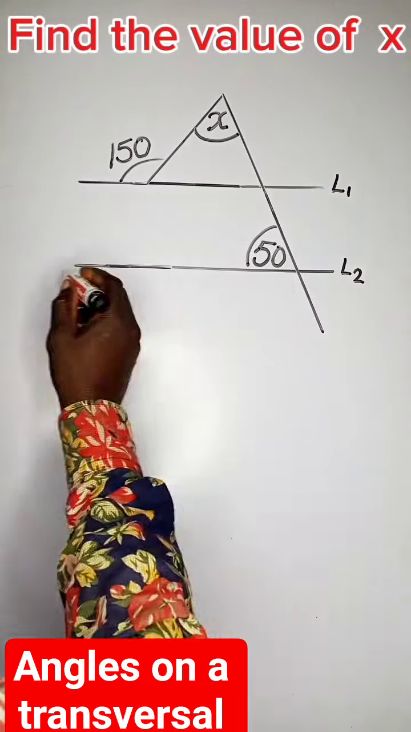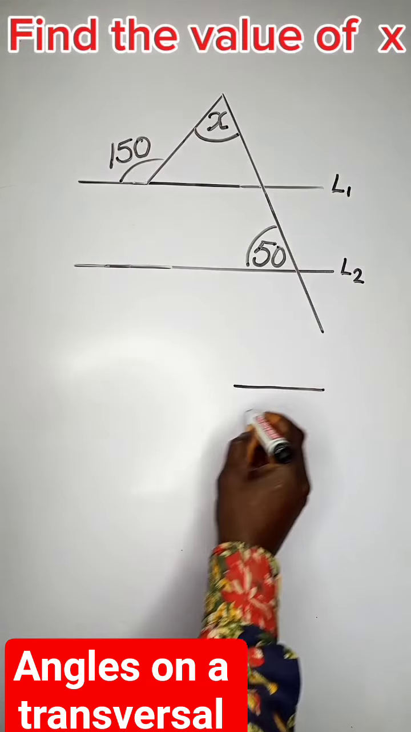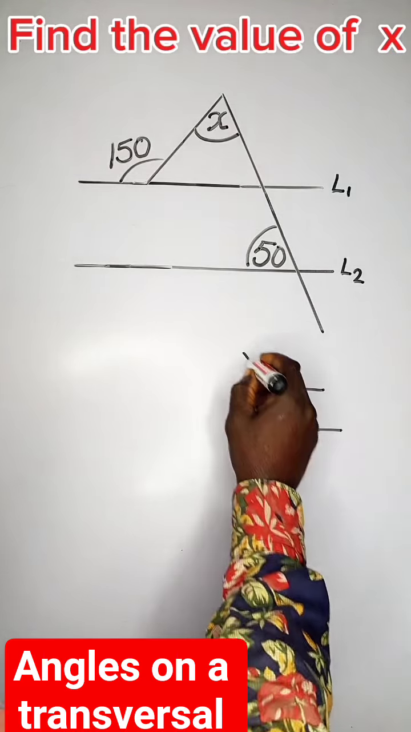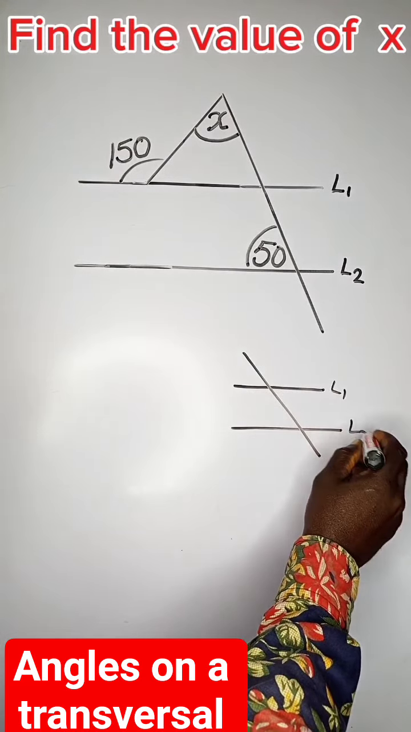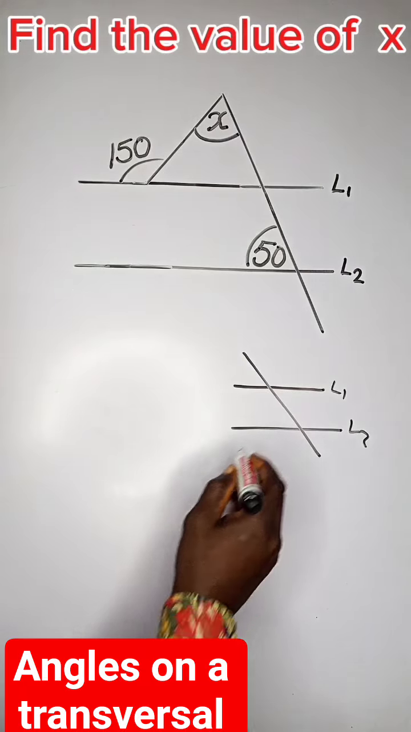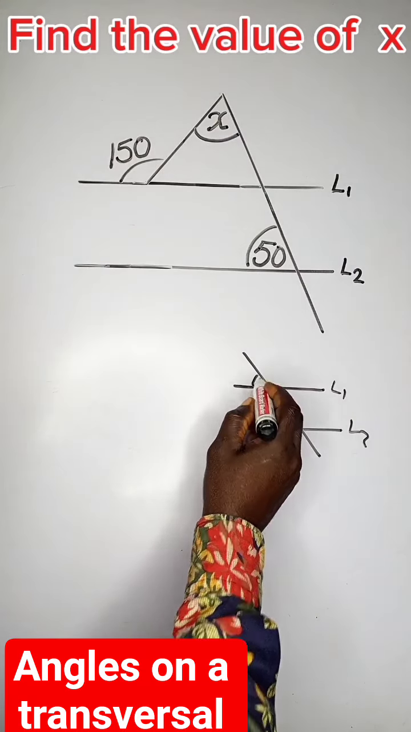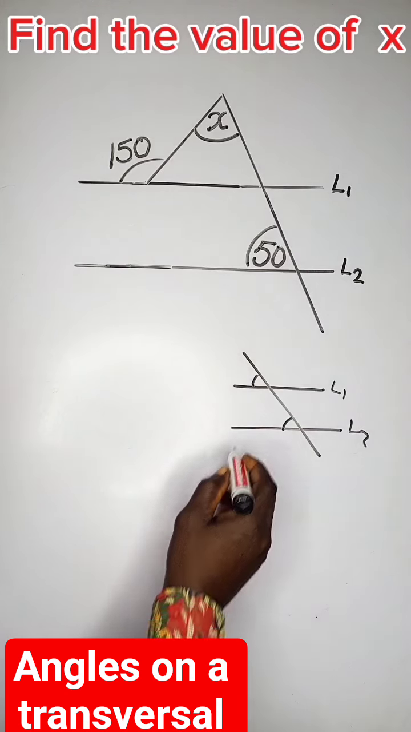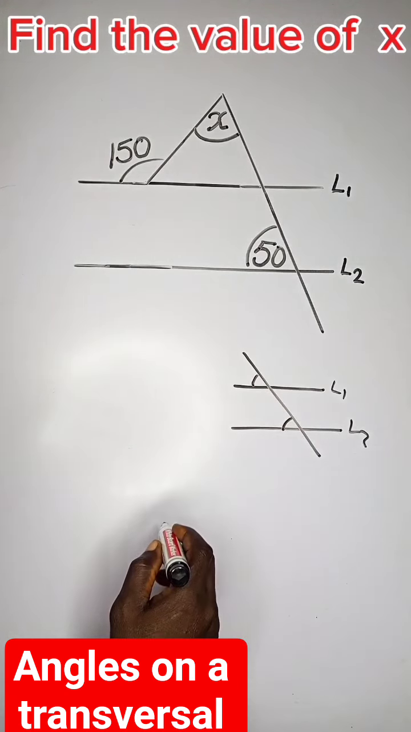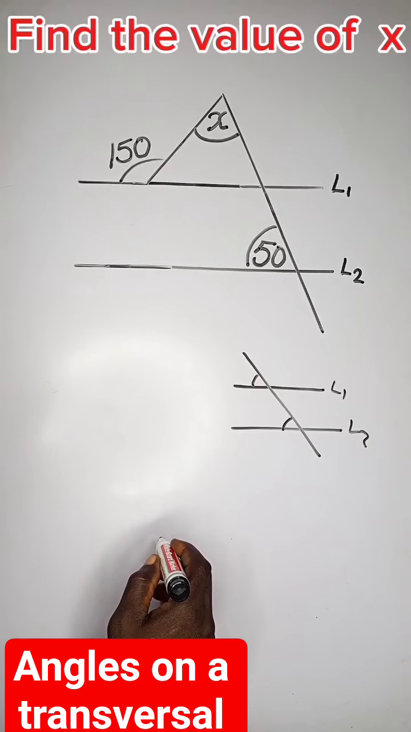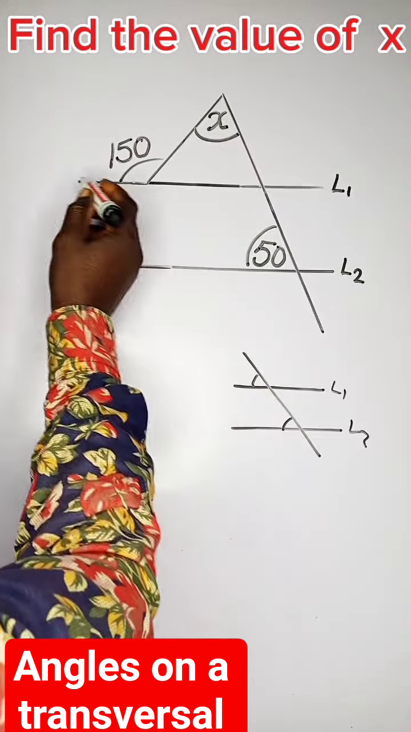If line L1 is parallel to line L2, then we remember the properties of angles on a transversal. This is your L1, this is your L2, this is a transversal. Corresponding angle: this angle here corresponds to this angle. With respect to L2, this angle is the same as with respect to L1. They correspond, so their values are equal. Corresponding angles are equal.